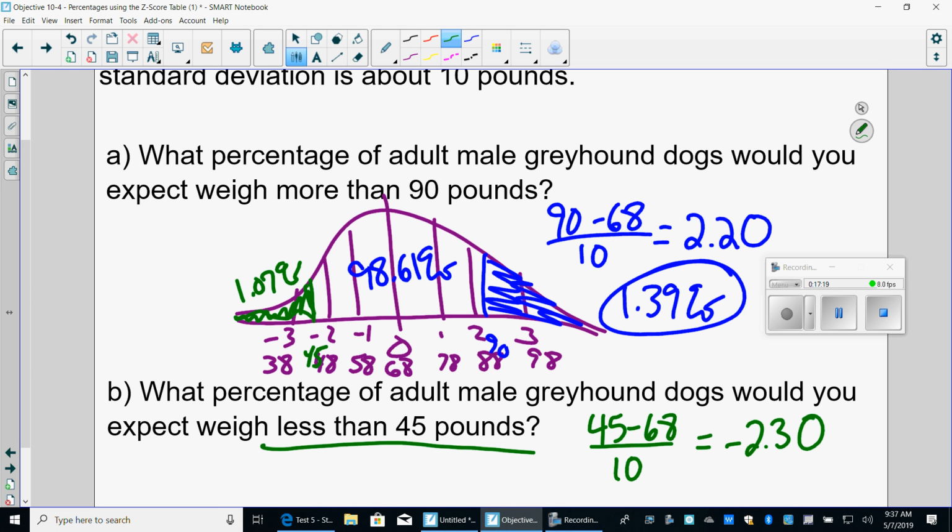Here's my question. Do we need to subtract this one from 100? No. Why? Because it's less than. And what gives you less than? The table gives you less than. So this answer would be 1.07%. Then why did we subtract from 100 for the first one? Because it wanted more than. That one's less than. They're both percentages.